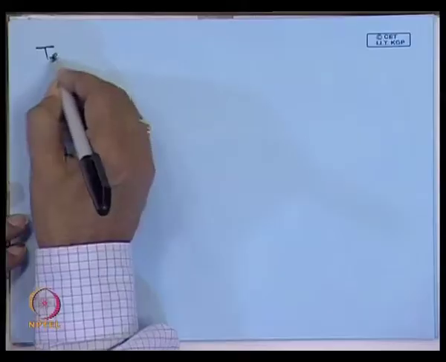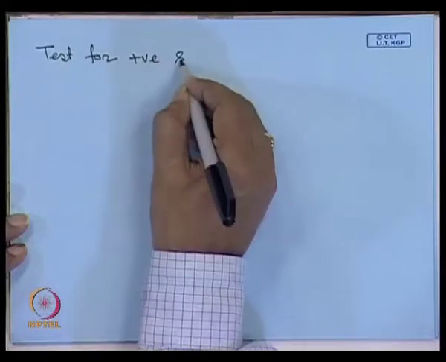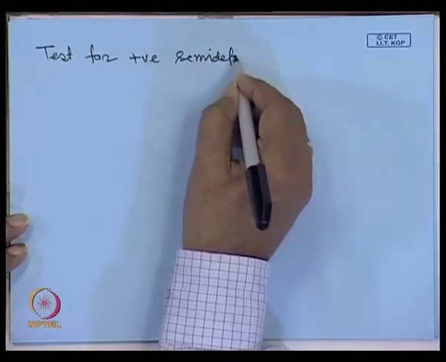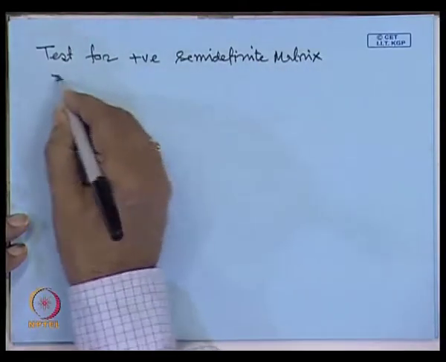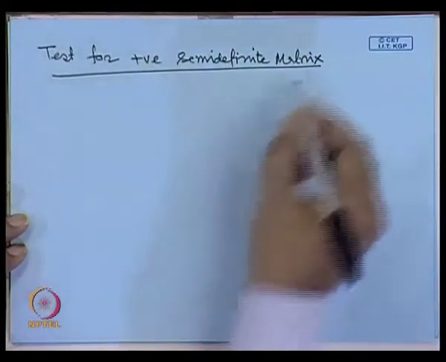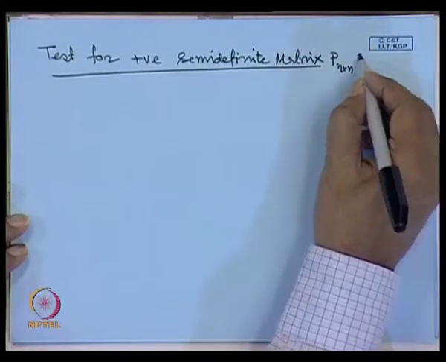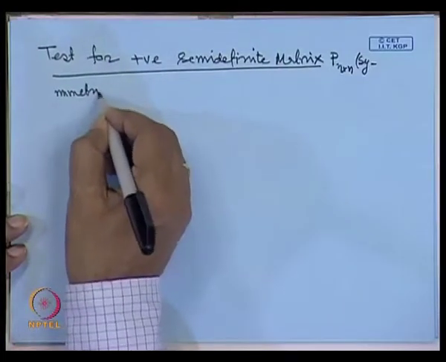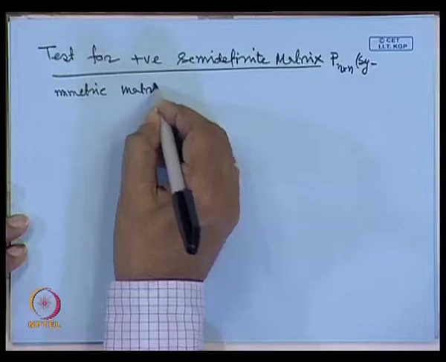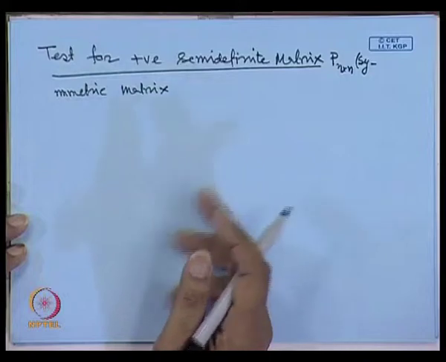Test for positive semi definite matrix, and that test you can do. So, semi definite matrix P, which is n cross n, and that matrix is a symmetric matrix. I repeat once again that you can test the Sylvester criteria whether the matrix is positive definite or semi definite, positive semi definite, negative definite or negative semi definite.